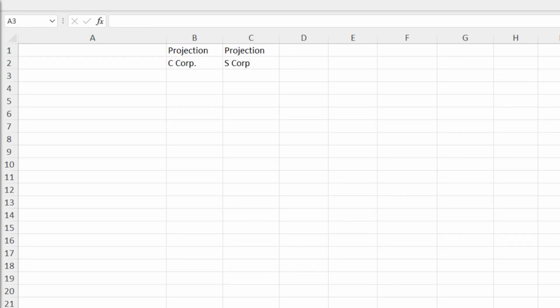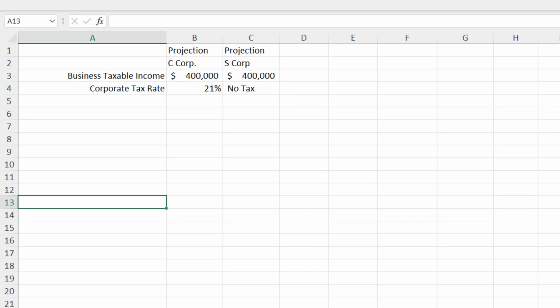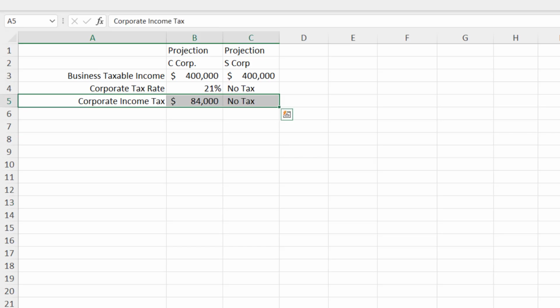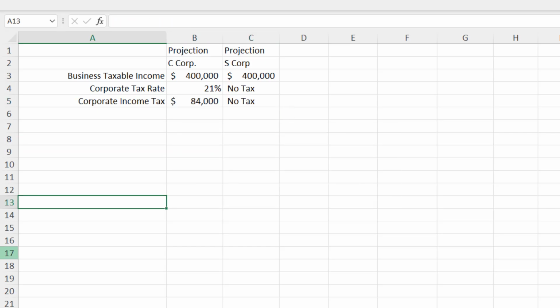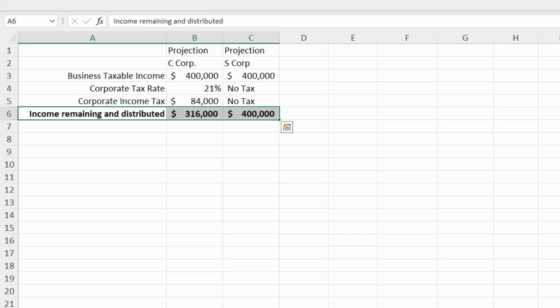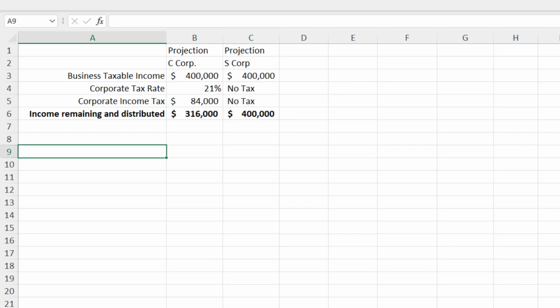And the first thing that we have is business taxable income is $400,000, and that's not going to change. For the corporate tax rate, as a C corporation, it's 21%. As an S corporation, there is no tax. And so the corporate income tax for the C corporation is $84,000, and it is zero, of course, for the S corporation. And then she's going to distribute out the remaining income. So if she is a C corporation, she will have $316,000 left to distribute to herself. And if it is an S corporation, she will have $400,000 to distribute to herself.